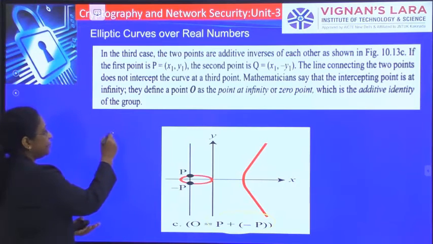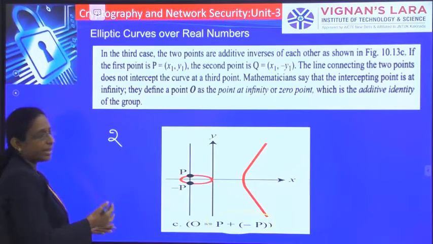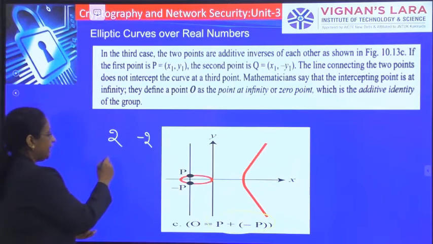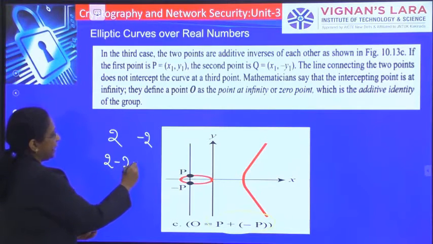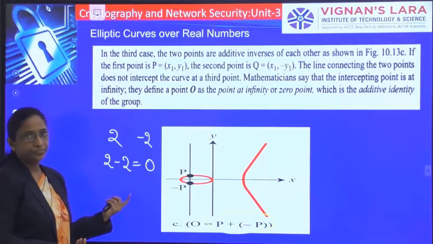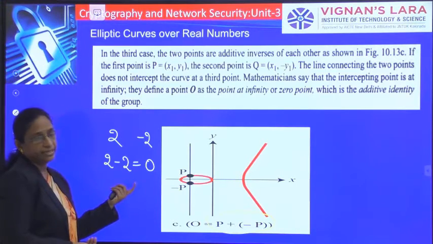Suppose 2 is my element, and the additive inverse for this 2 is minus 2. When I do 2 minus 2, I get 0, where 0 is the additive identity.